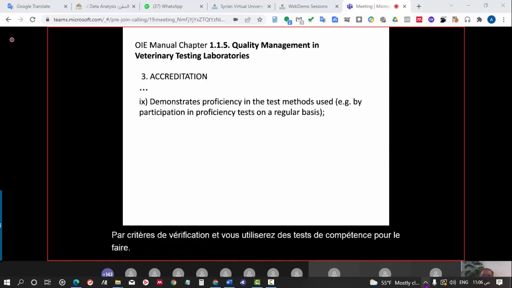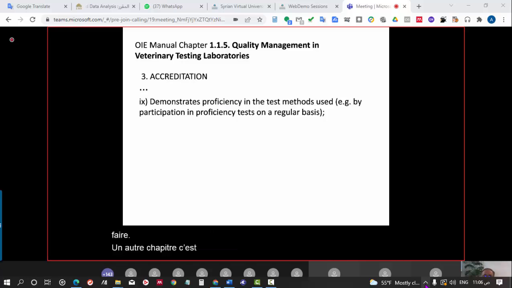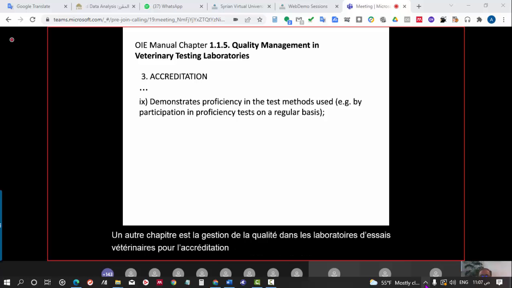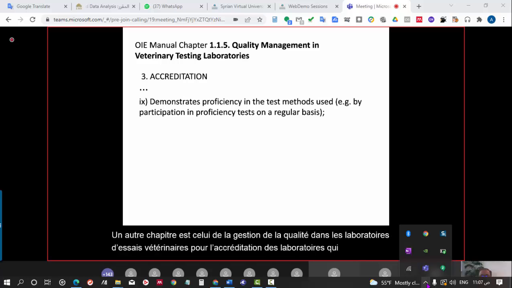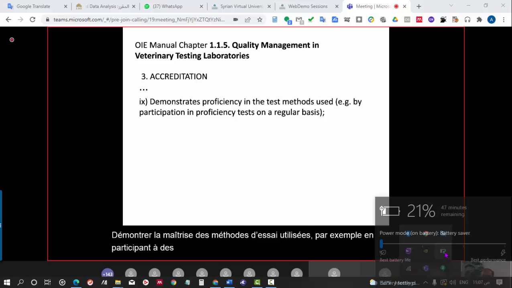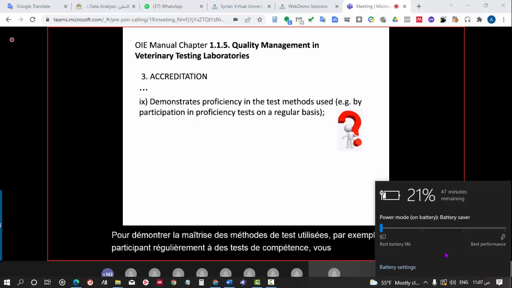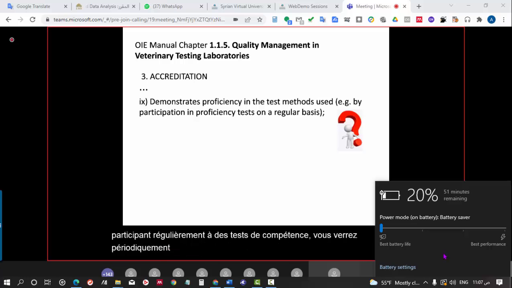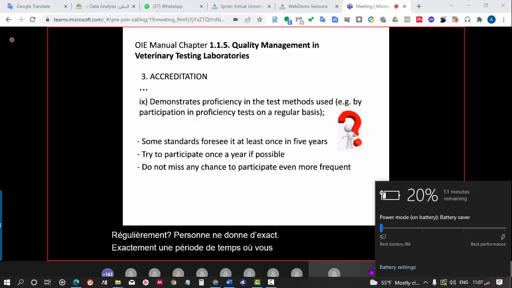Another OIE chapter is quality management in veterinary testing laboratories. For accreditation, those laboratories that are going to be accredited or accredited have to demonstrate proficiency in the test methods used, for example, by participation in proficiency tests on a regular basis. You will see periodically, regularly, etc. But what does it mean regular basis? No one gives an exact period of time when you have to take participation.